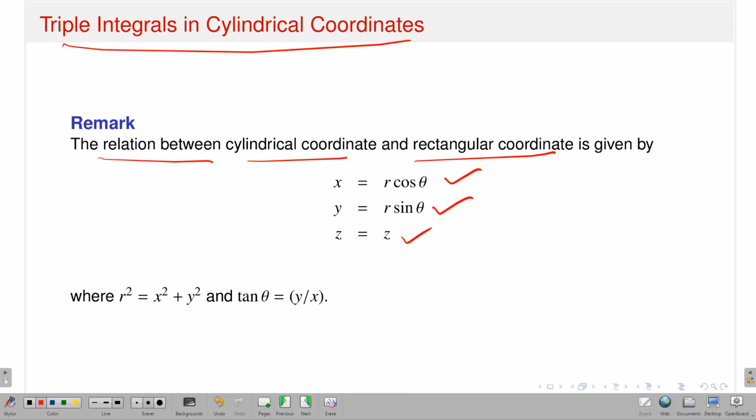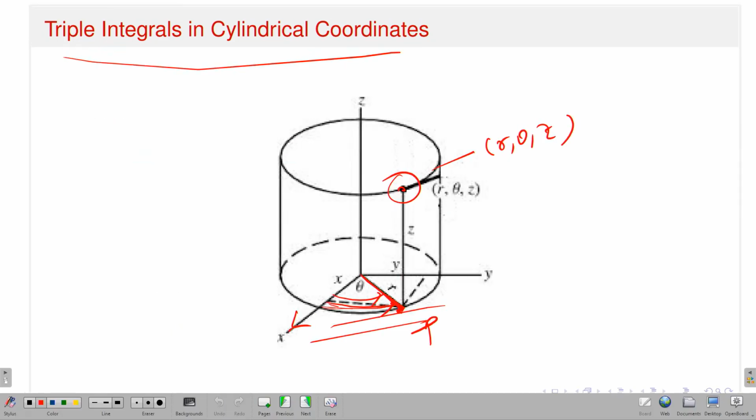What is my r? R is the distance of the point (x, y, z) in R3 from the origin after projecting into what is called the xy plane, or r-theta plane, which is nothing but the square root of x squared plus y squared. And what is your theta?